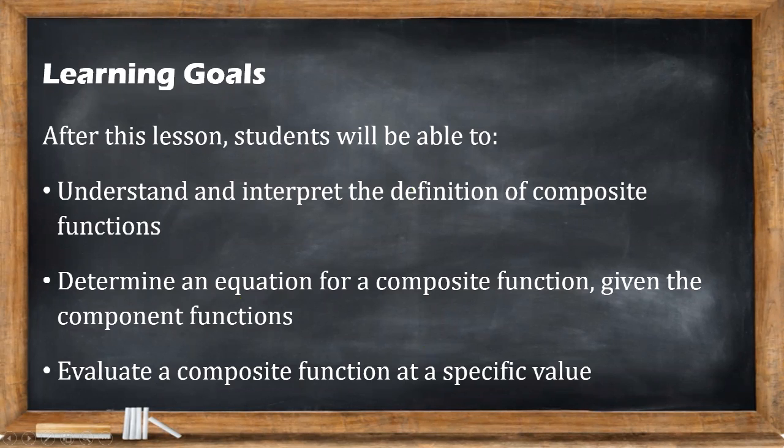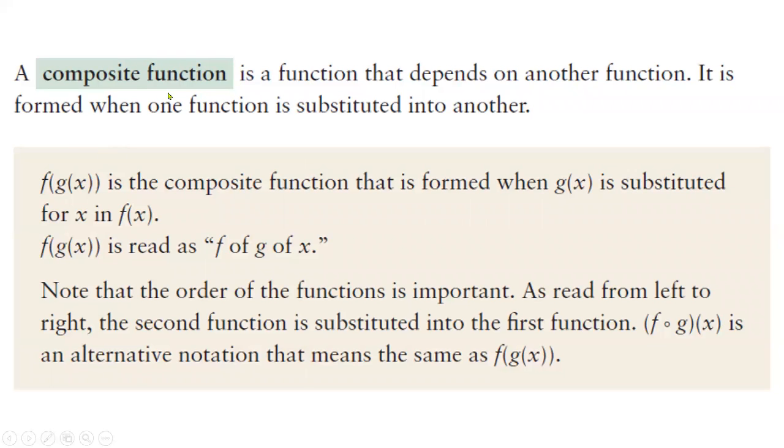Okay, so first of all, let's have a look at the definition of composite function. A composite function is a function that depends on another function. It is formed when one function is substituted into another. For example, f of g of x is the composite function that is formed when g(x) is substituted for x in f(x). F of g of x is read as f of g of x.